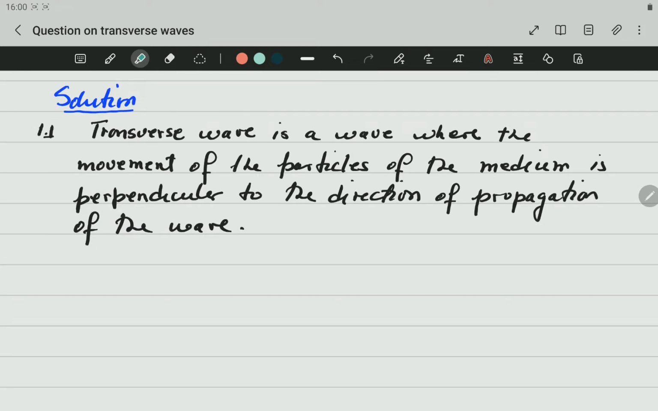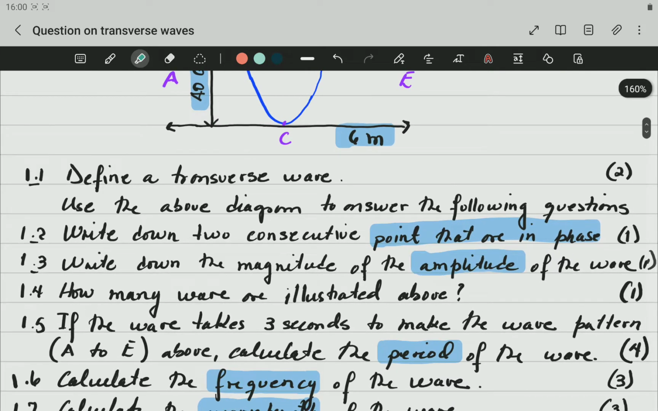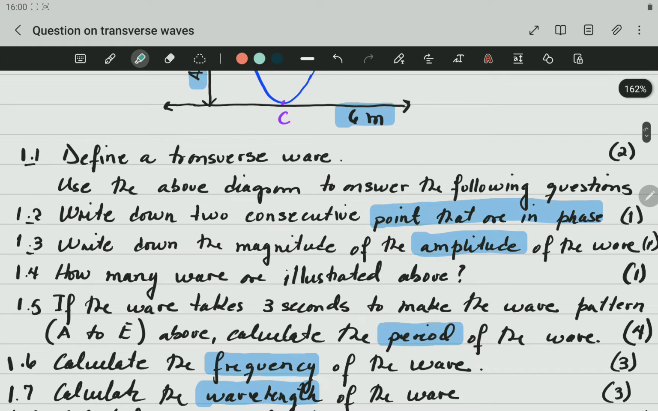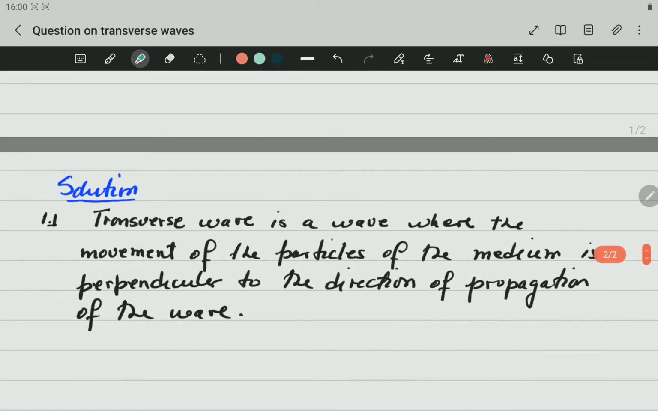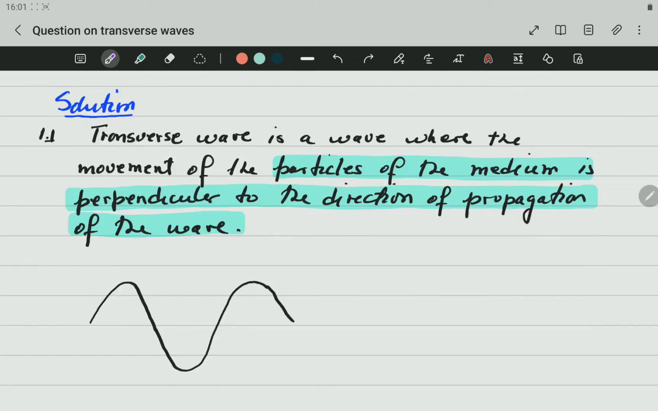All right, so now question 1.1 asks about the definition of a transverse wave as done in the class. Now, what is a transverse wave? A transverse wave is the one where the particles of the medium move perpendicular to the direction of propagation of the wave. So that is what we call a transverse wave.